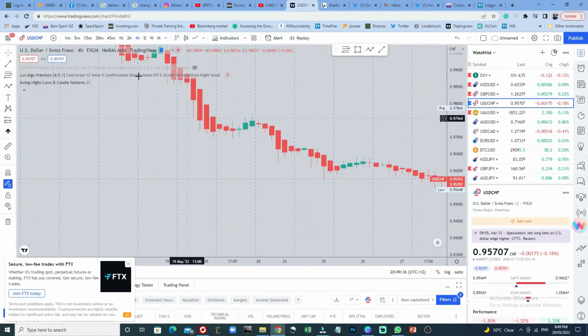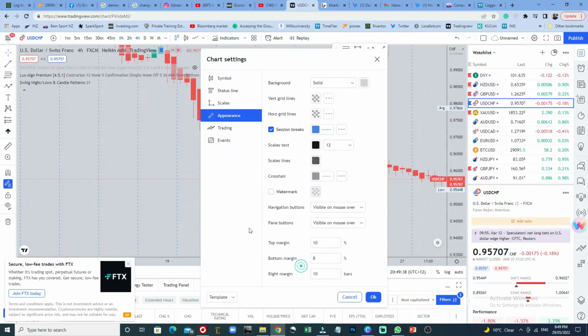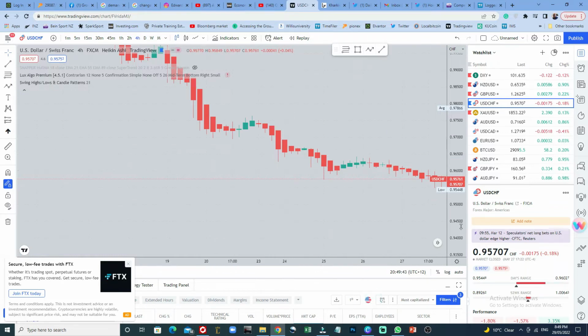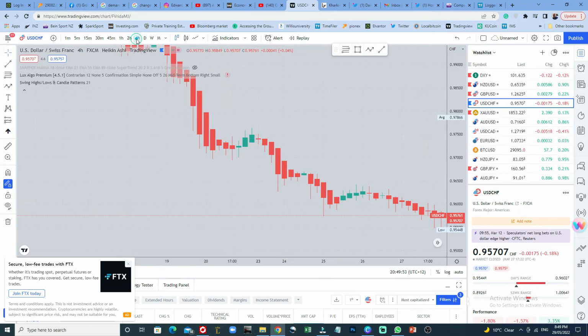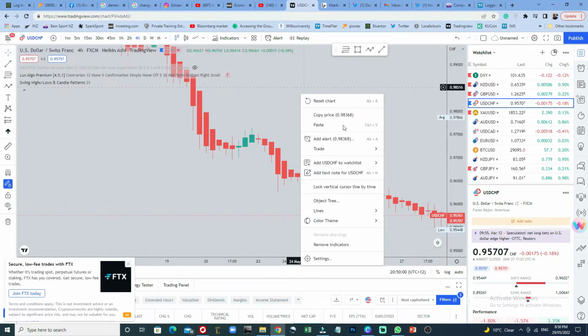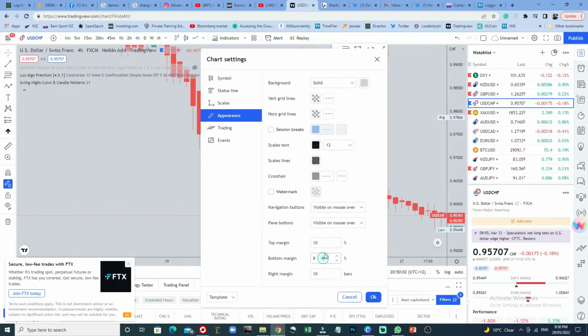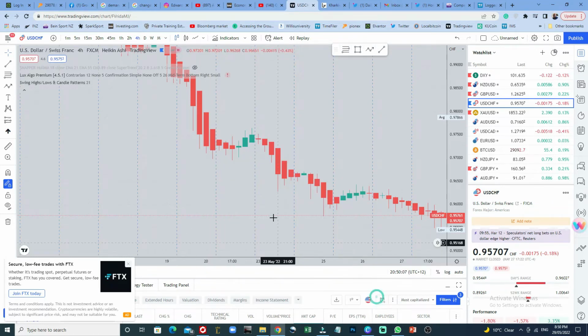Now, first of all, let's start again. Let us make it very clear. First of all, you go to the chart area. Go to the 4 hours time frame. Then you right click on the screen anywhere, click settings, click appearance, click session break. Now you see that the session has been broken.